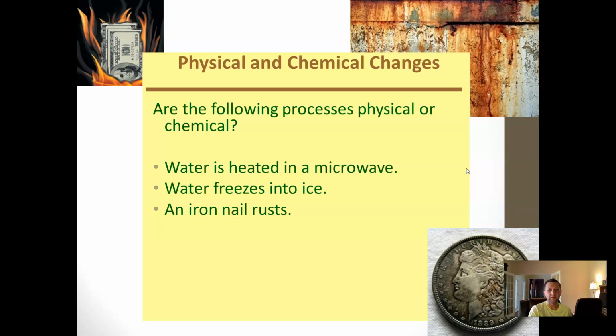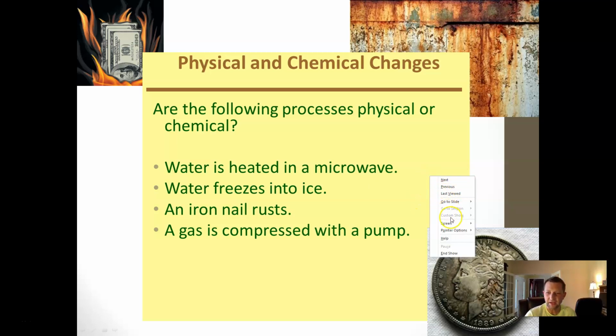And iron nail rusting. What do you think there? We already saw that on our slide. Okay, rusting or oxidation is a sign of a chemical change. Gas is being compressed with a pump. That just means you have gas particles. Okay, here's your pump. This is going to be a horrible drawing. There's your pump. Okay, here's your gas inside of it, right? And there's like a plunger or a piston here. Okay, and you're pushing down on that.